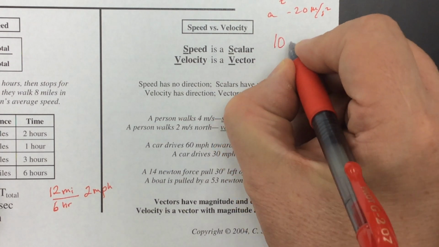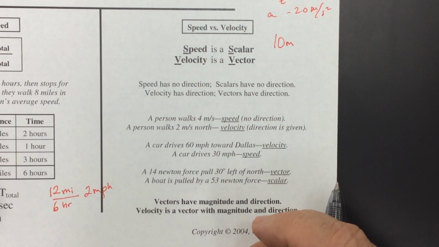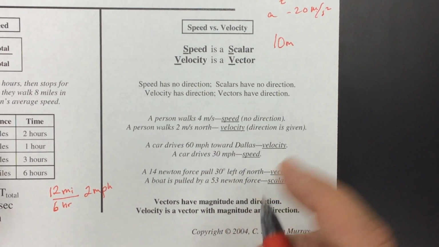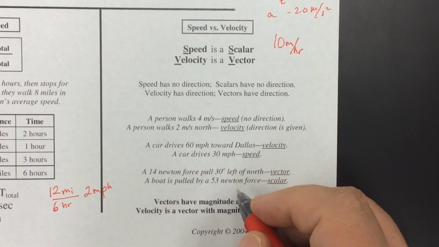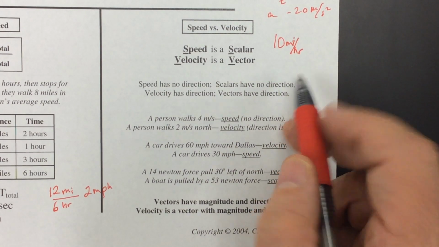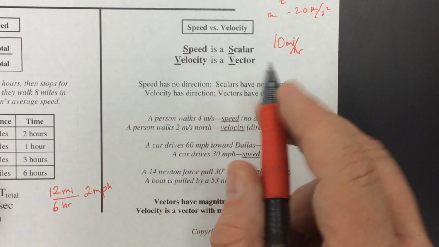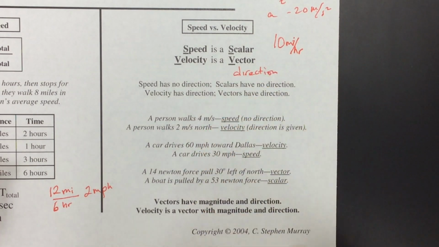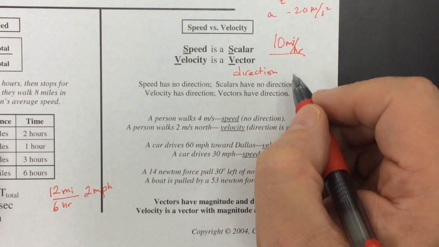If you have 10 meters, okay, that's a distance, but that still only tells me how much. So scalar tells you how much. If you have 10 miles an hour, that still only tells me how much. I'll put miles here. 10 miles per hour, that's telling me a speed, which tells me how much, but it doesn't tell me anything else. Vector implies direction. If you're a vector quantity, you have a direction involved. If you're a scalar, you only have amount. You only have how much.